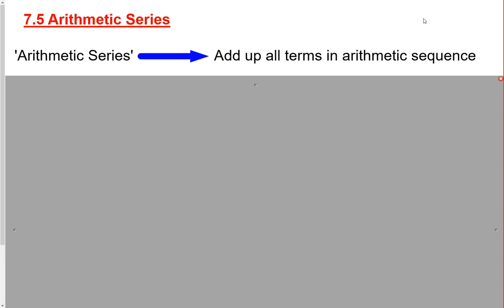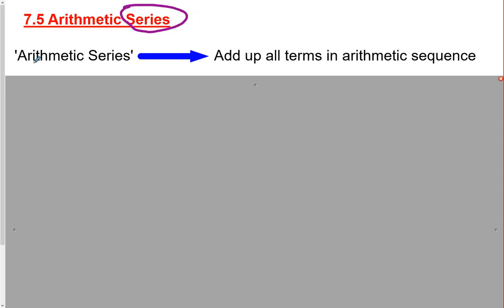So the new topic we're looking at here is called arithmetic series. Now that sounds a lot like a topic we've already covered. You're saying arithmetic, we already did that. But you'll notice there's a difference. Before we were looking at arithmetic sequences, now we're looking at something called arithmetic series. So this word here has changed.